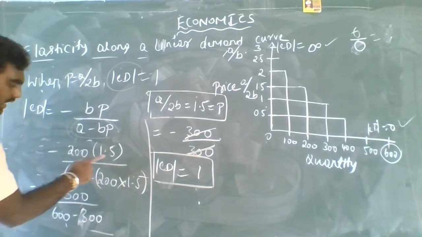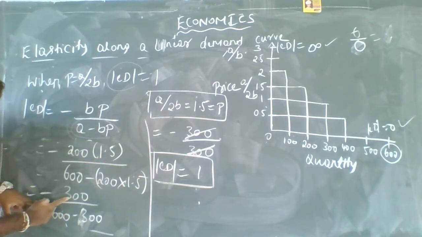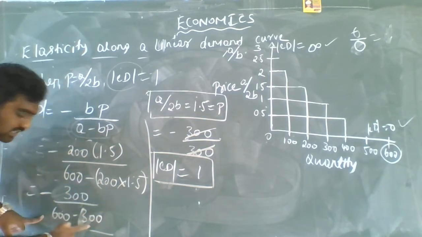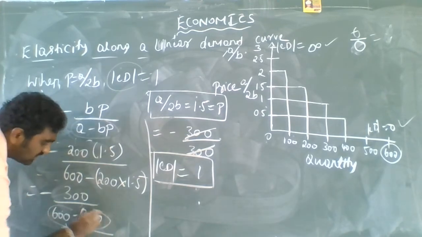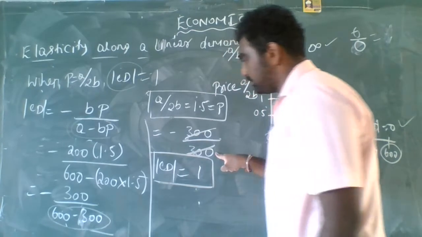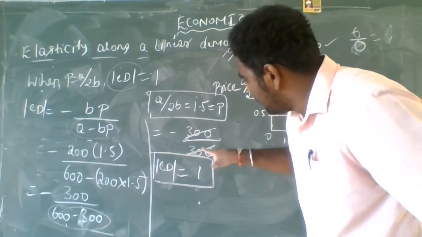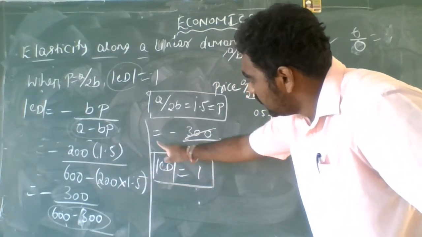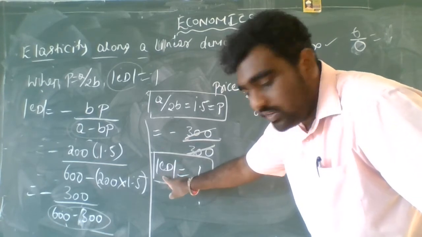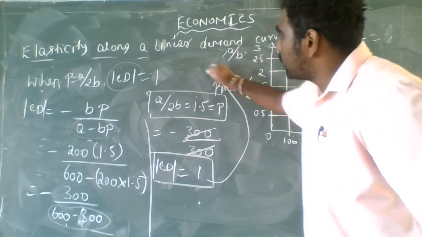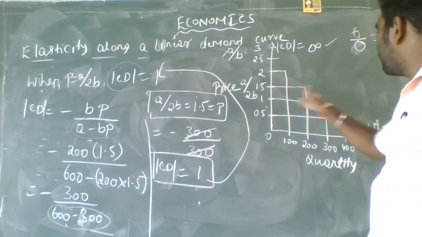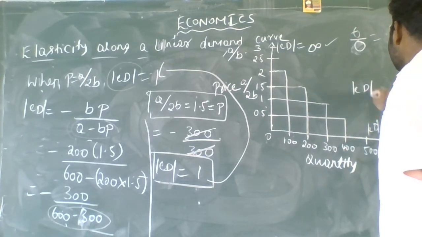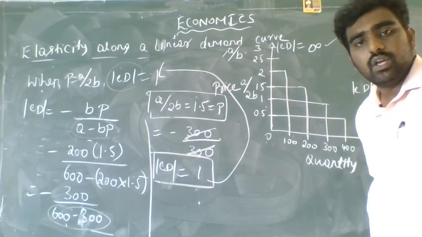If I multiply 200 into 1.5, I arrive at 300. So 300 divided by 600 minus 300, which is again 300. So we arrive at 300 divided by 300, which cancels completely. Using the modulus, we proved that the elasticity of demand is equal to 1. This was the second condition we proved at this point. Guys, getting my point?